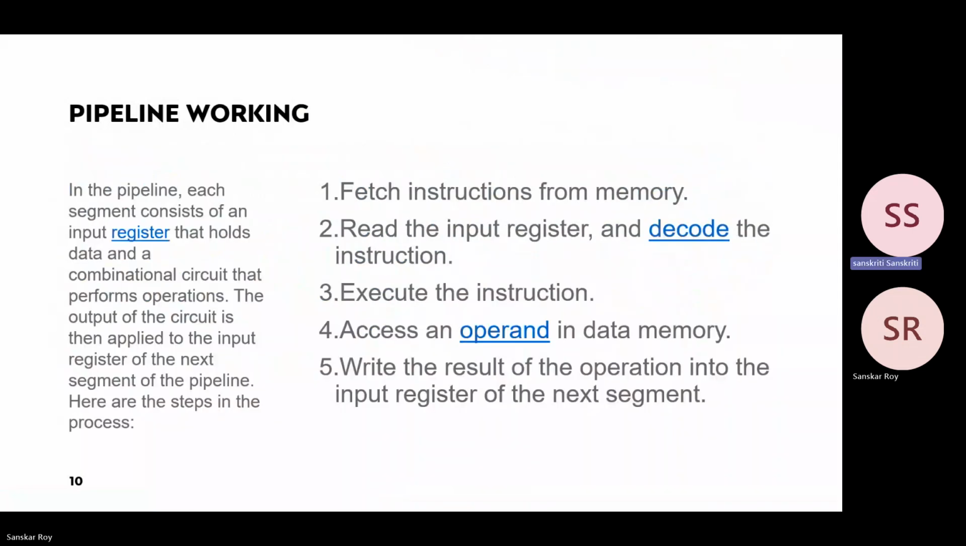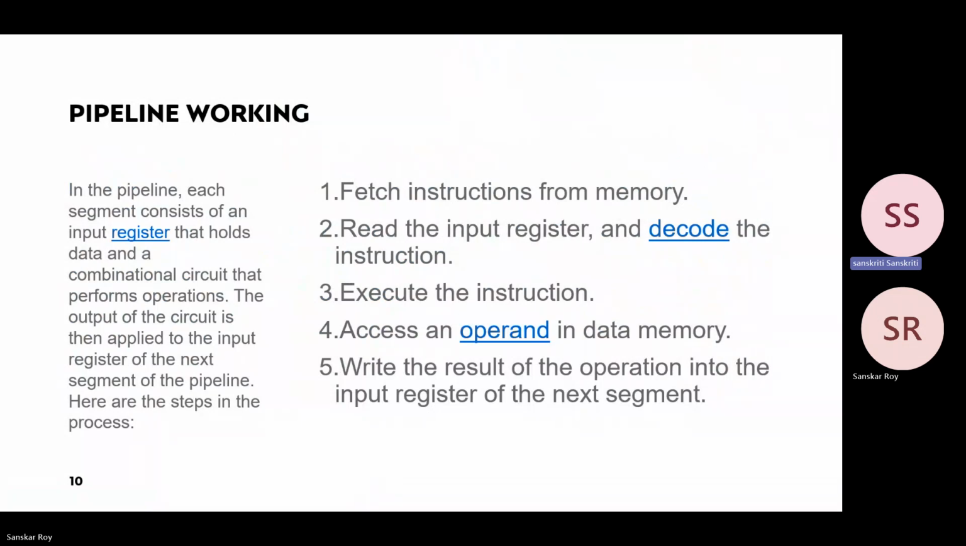In pipelining, each segment consists of an input register that holds data and a combinational circuit that performs operations. The output of the circuit is applied to the input register in the next segment. Whatever the output is in the first part will work as the input in the second part of the register segment in the pipeline.